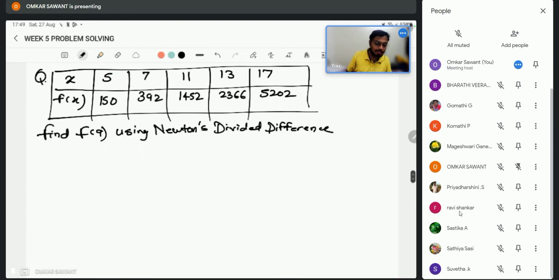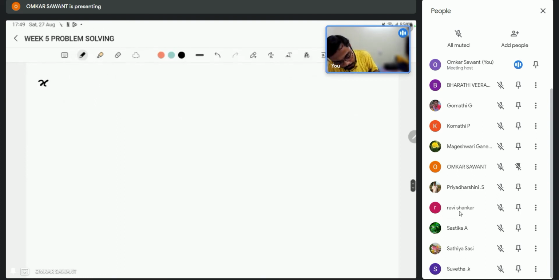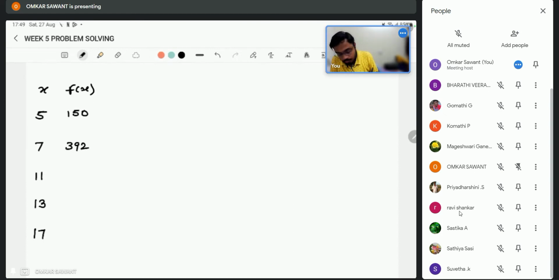It is similar to our Newton's forward difference. So what we do is first find the difference table. We write x values 5, 7, 11, 13, 17, with respect to f of x values 150, 392, 1452, 2366 and 5202.